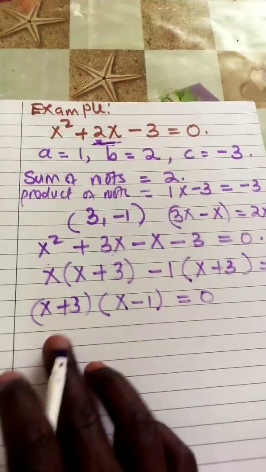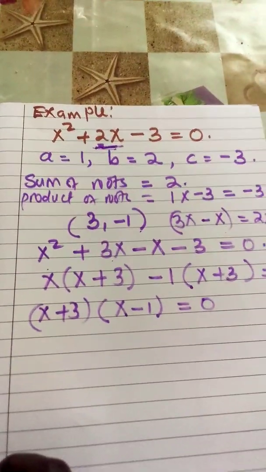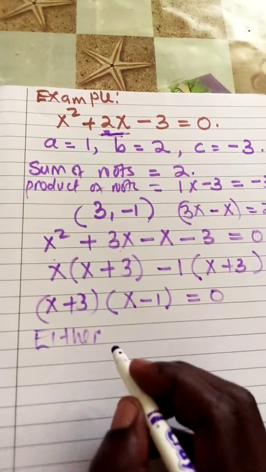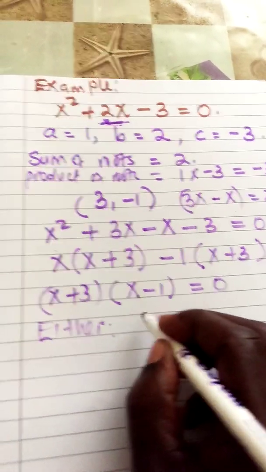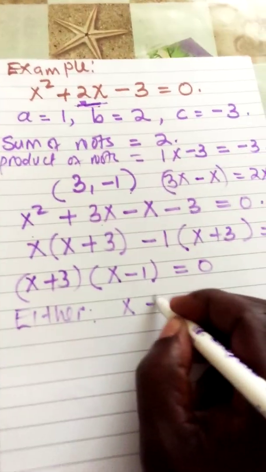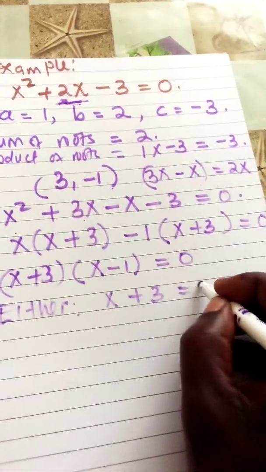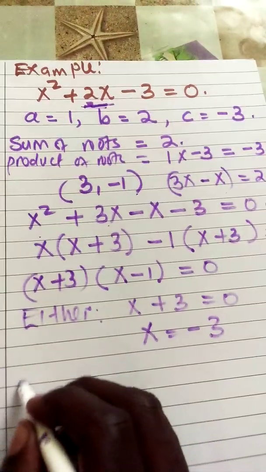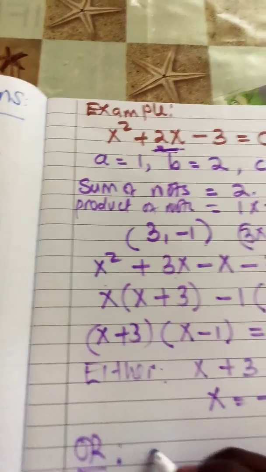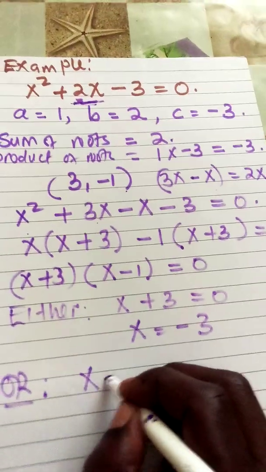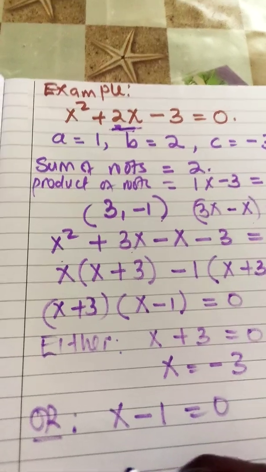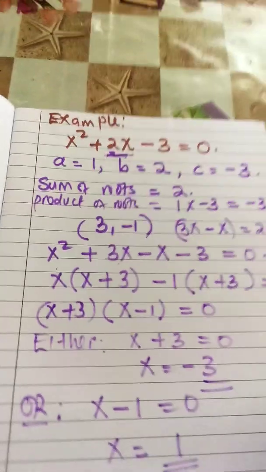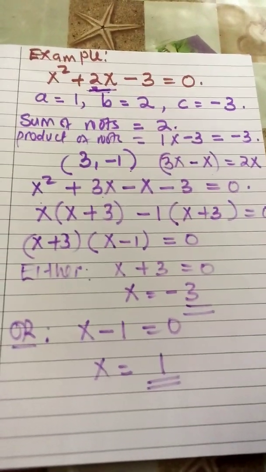Here, either of these factors should give us a 0. So either x plus 3 gives us a 0, so x is minus 3, or x minus 1 gives us a 0, and x is 1. So these are the roots of our quadratic equation.